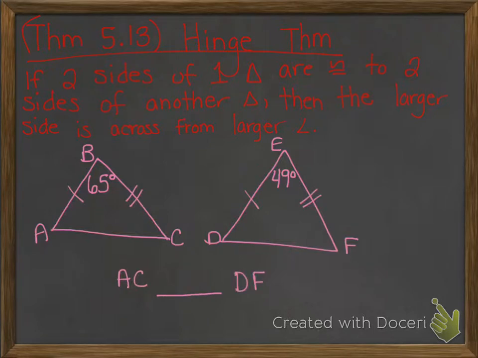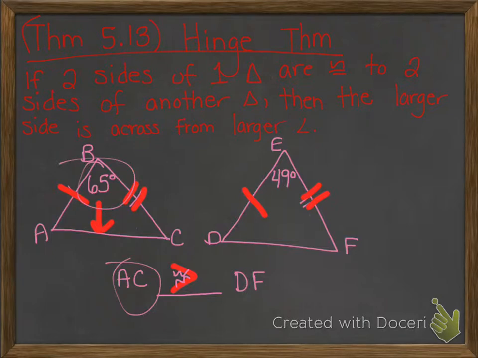So here I have 2 sets of congruent sides. I know AB is congruent to DE, and I know that BC is congruent to EF. So what I'm going to do is look at the angles. I notice that 65 is bigger than 49, so I know that AC must be bigger than DF. All we got to do. If you forget your greater than or less than sign, remember alligators are hungry, so we can always think about my alligator wanting to eat my bigger number. My bigger number here is AC because it's across from my bigger angle.